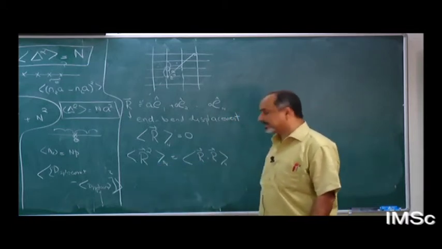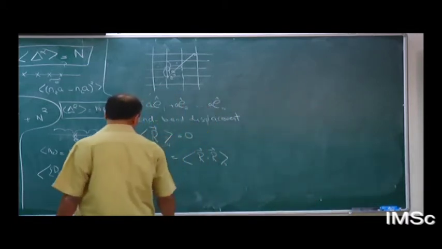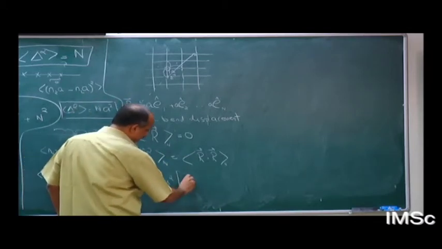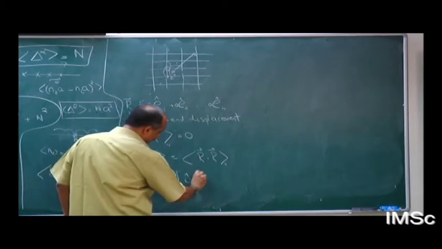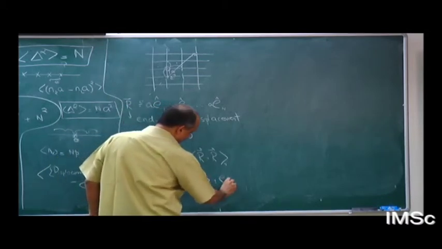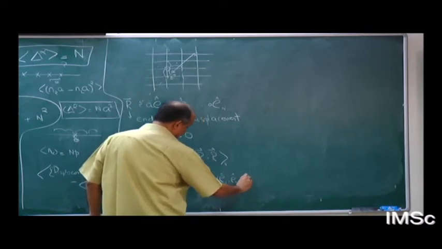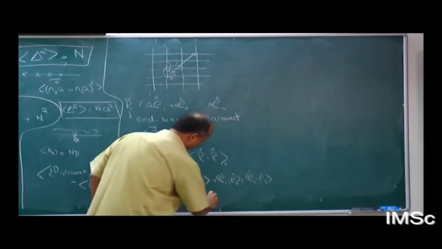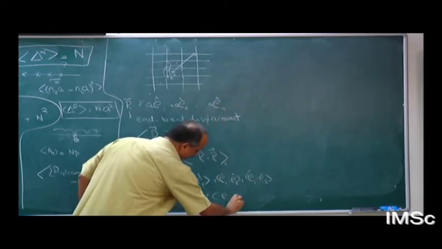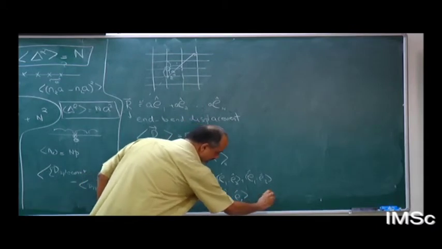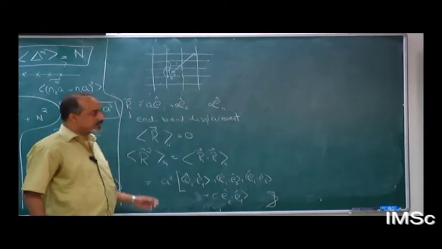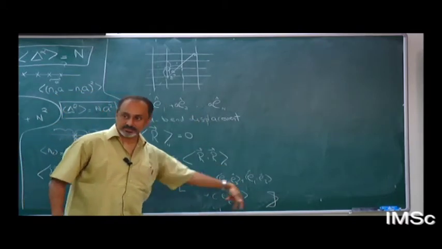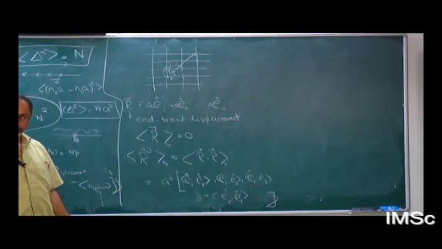But now I'm interested in calculating r squared. The way I do this is, I pull the factor of a squared outside, and then I write this as the average of E1 dot E1, plus E1 dot E2, plus E1 dot E3, plus the average of EK dot EL in general, plus etc. Suppose I have n terms here; n into n, n squared, is the total number of terms that I would have to write out here. That's correct, no?